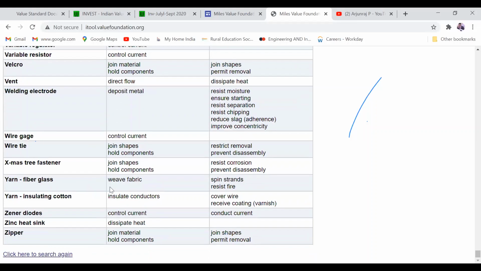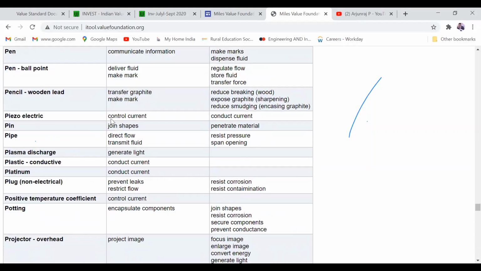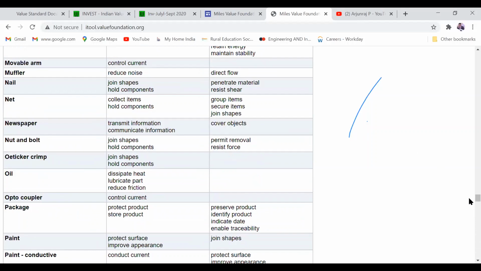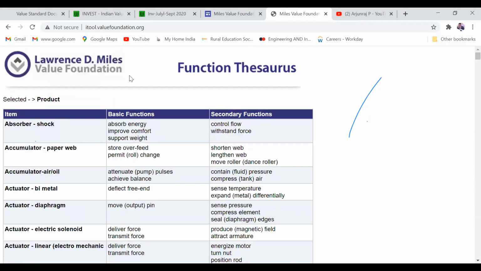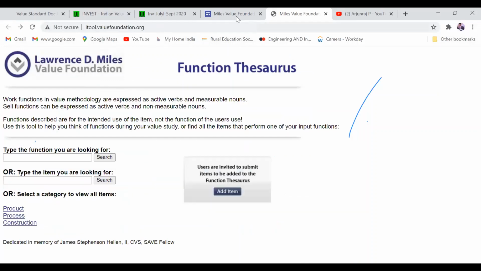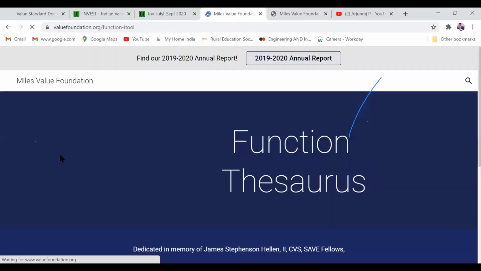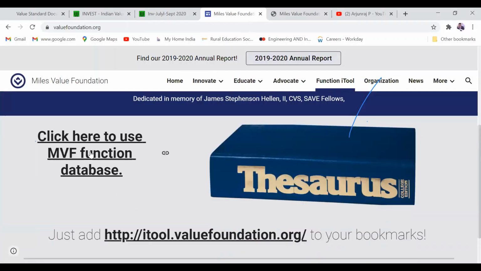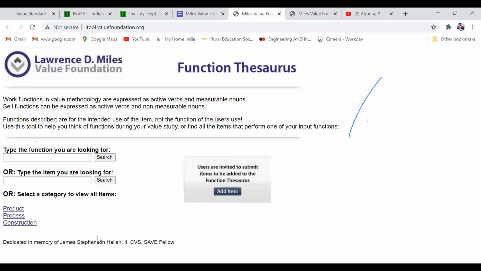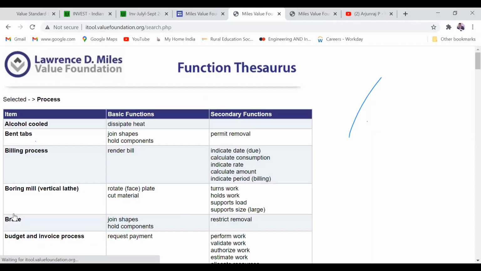Good. So you can look into this website called Miles Valley Foundation, and you can go to the thesaurus. Once again, this is the website. You can go to the function iTool, and from the function iTool you can click here to go to the function database. This is for a product; you can also take the process.